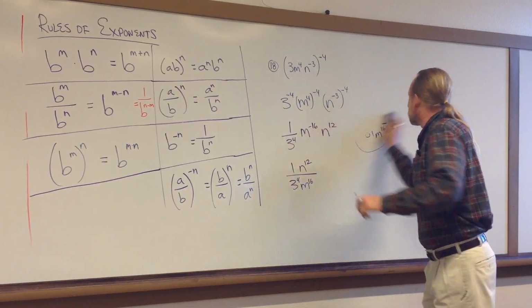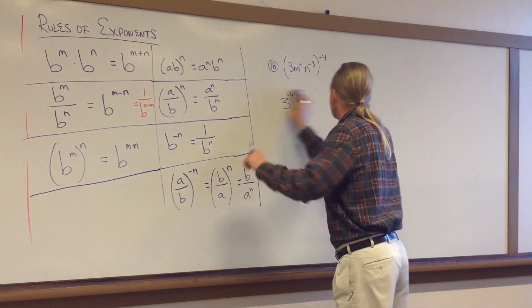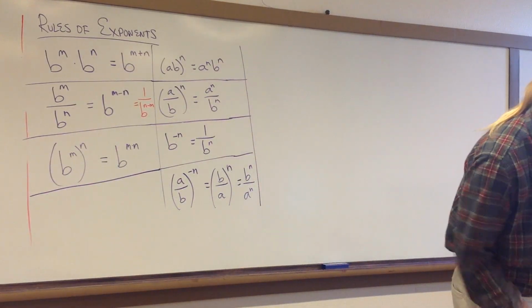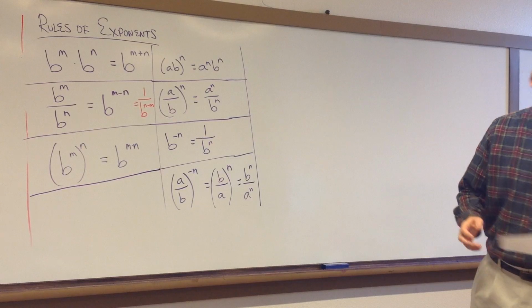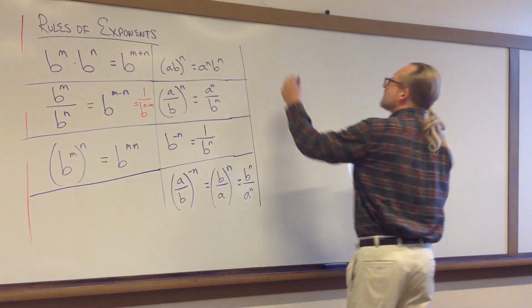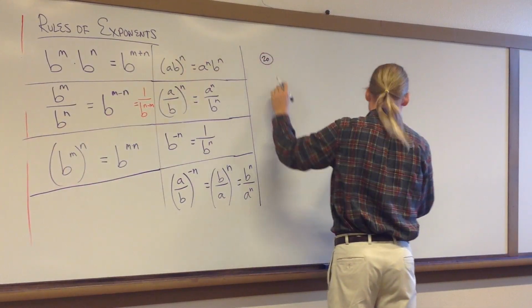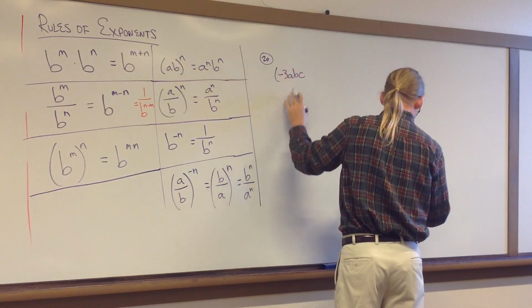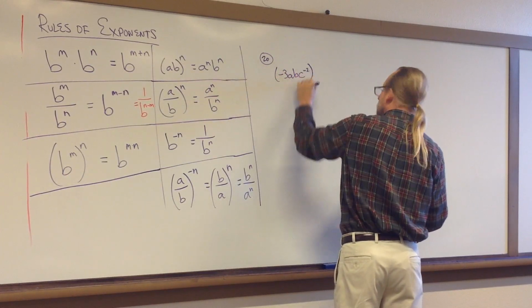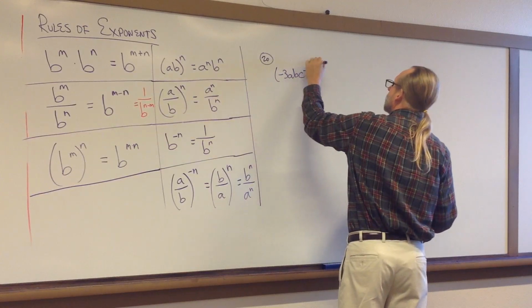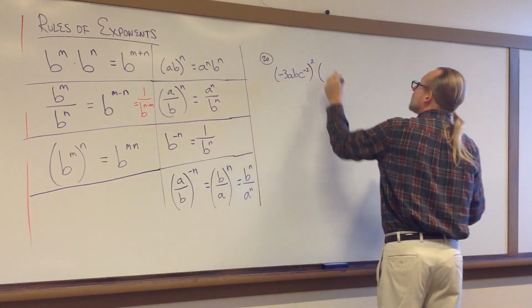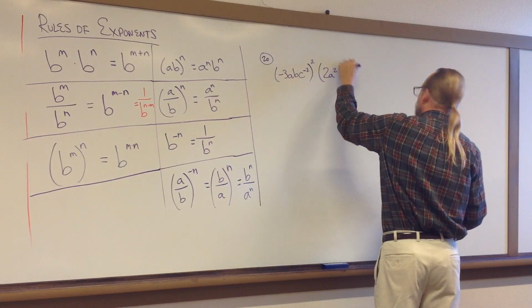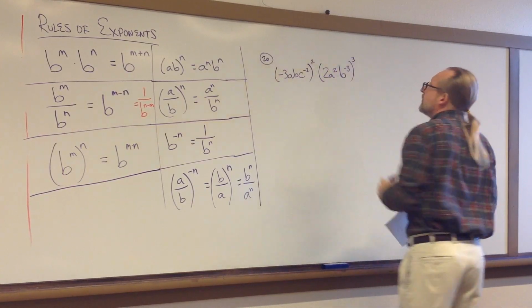All right. Now let's look at the next one. Problem 20. Okay. Negative 3, a, b, c to the negative 2, and that's all getting squared. 2a squared, b to the minus 3, and that's all getting cubed. Okay.